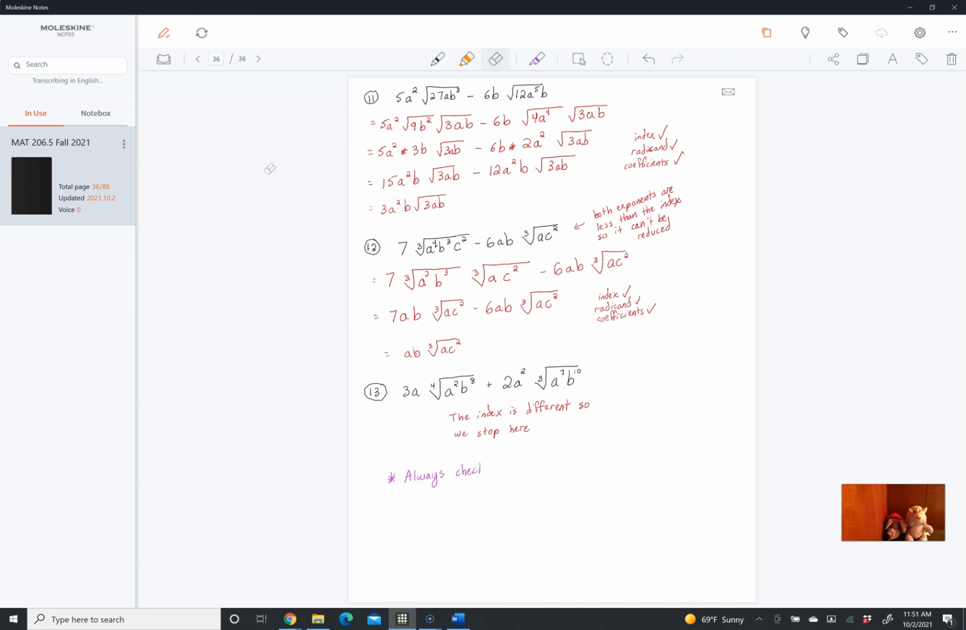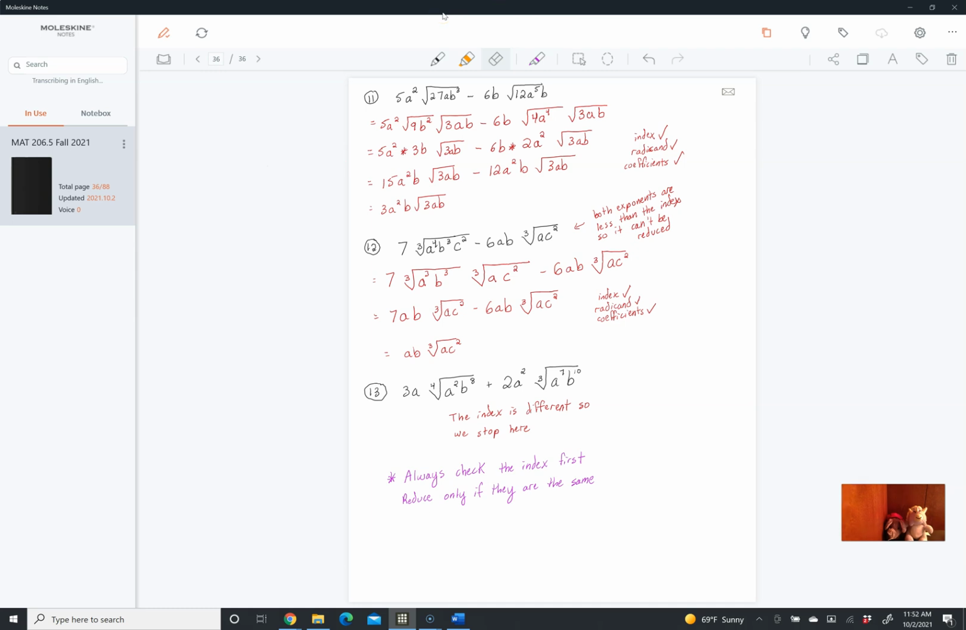I may have written this already, but I'm writing it again. Always check the index first. Reduce only if they are the same. And if you have 3 terms and the index is the same in 2 of the terms, then yeah, add those 2 terms. But you can't add the 3rd term to it. Okay, so here you would stop. Okay, so that's addition and subtraction.